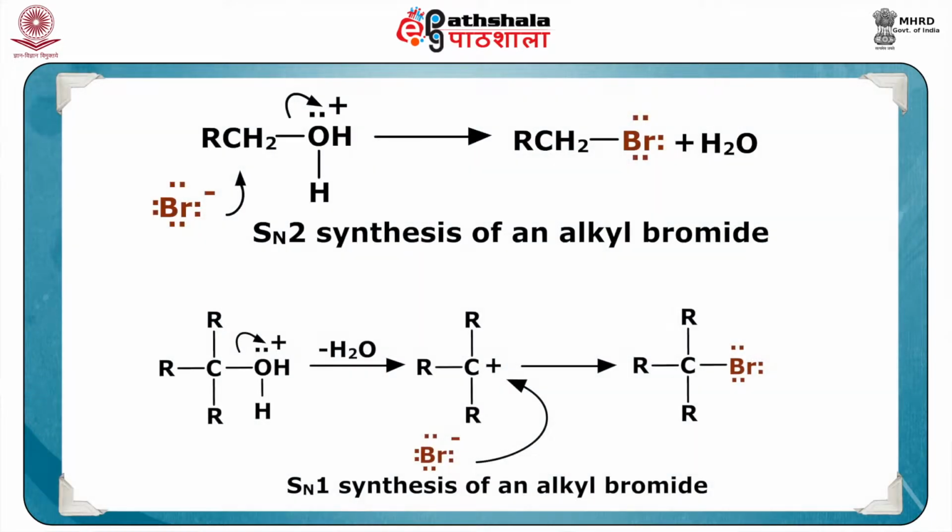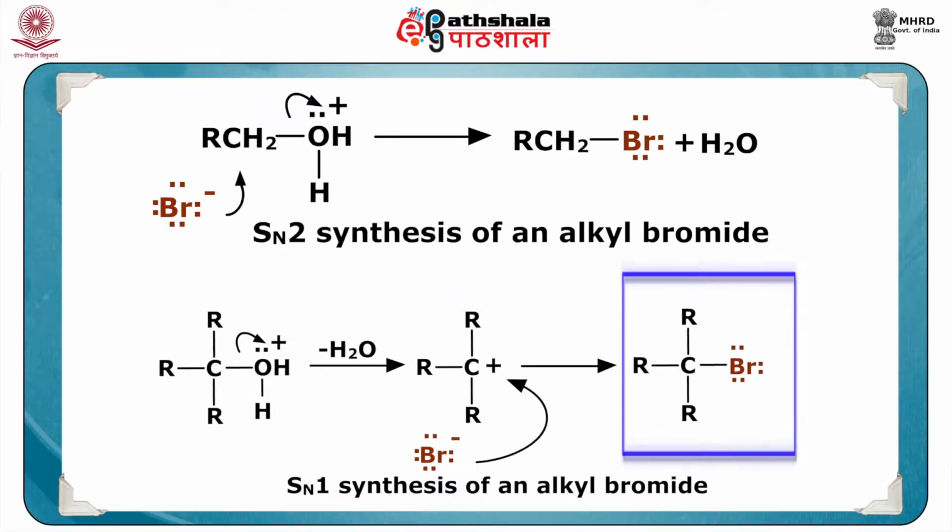An SN2 reaction occurs with a primary or secondary substrate. This you have already studied, and you can recall that it is because the Br minus nucleophile easily displaces the H3O plus group. An SN1 reaction occurs predominantly with a tertiary substrate. First the H3O plus group will leave to form the carbocation, and then the carbocation will react with the Br minus as the nucleophile in the SN1 reaction, as you can see in these equations.